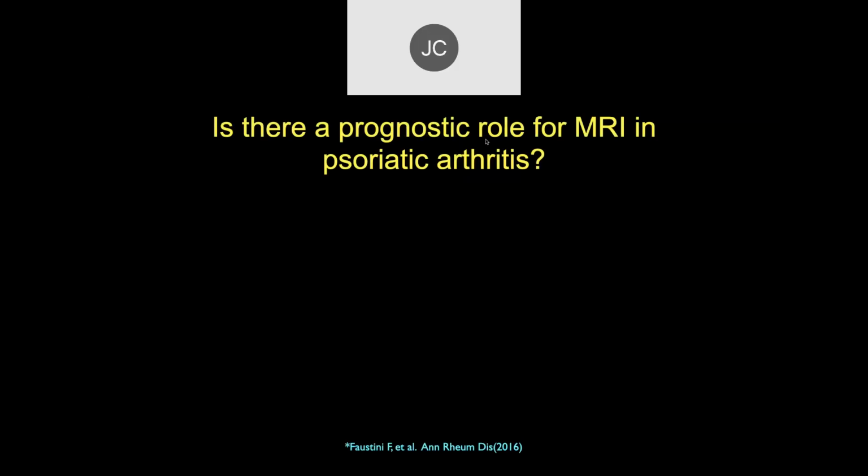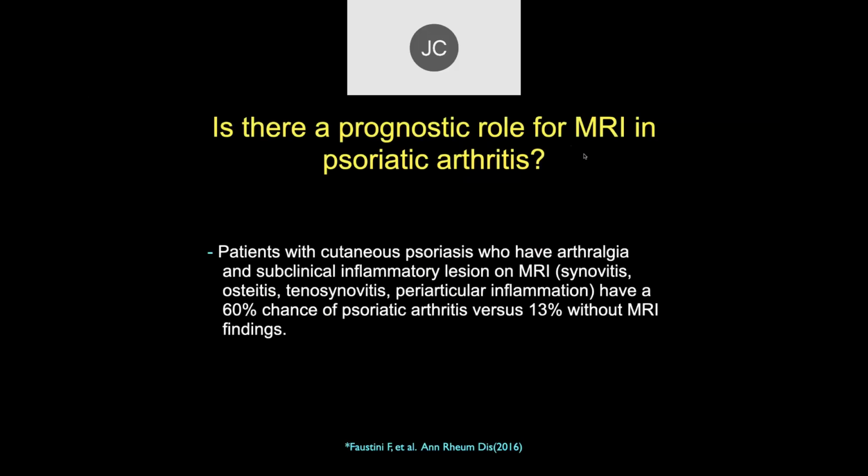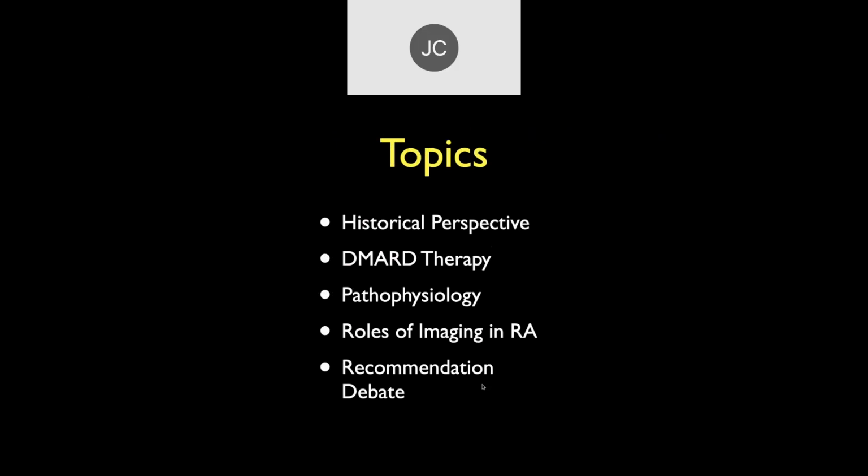So this was where they looked at whether there was a diagnostic role for MRI in evaluating psoriatic arthritis. What they found is patients with cutaneous psoriasis who have arthralgia and subclinical inflammatory lesions on MRI have a 60% chance of going on to have full-blown psoriatic arthritis, versus only 13% without it. So MR is helpful at determining patients who have a clinical suspicion for psoriatic arthritis before they have full-blown syndrome, and these patients should be treated early on.